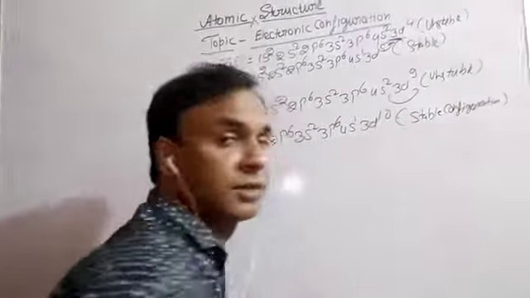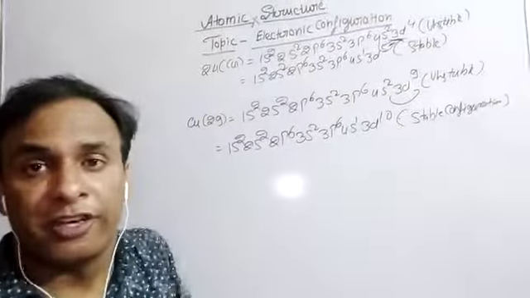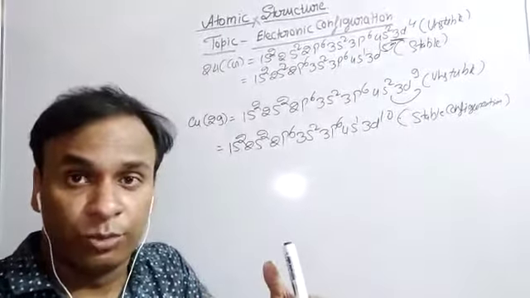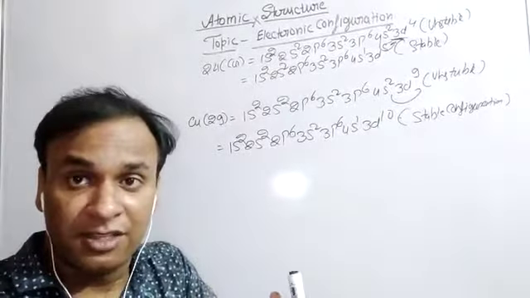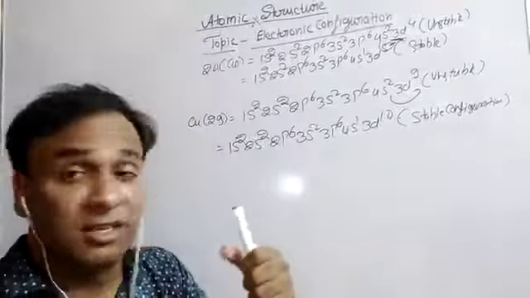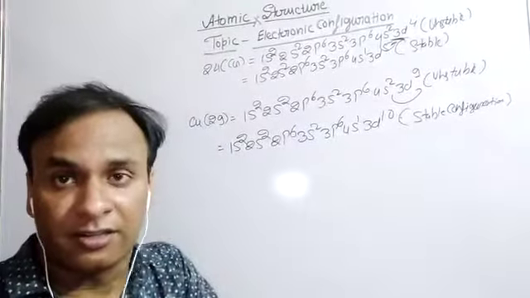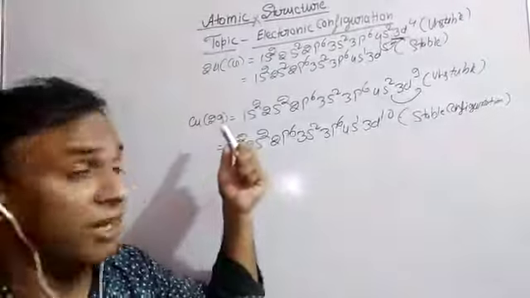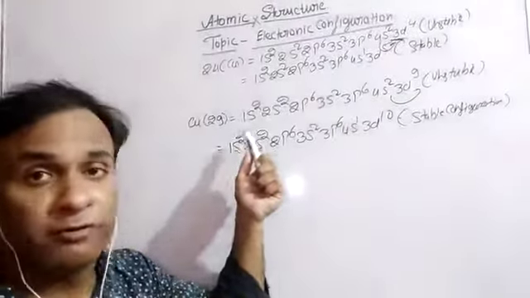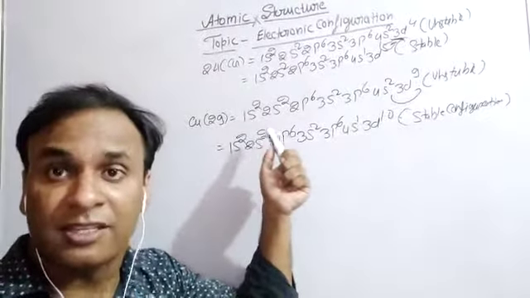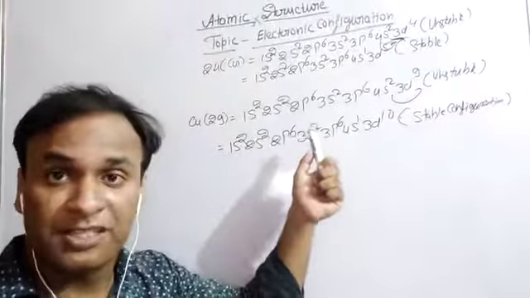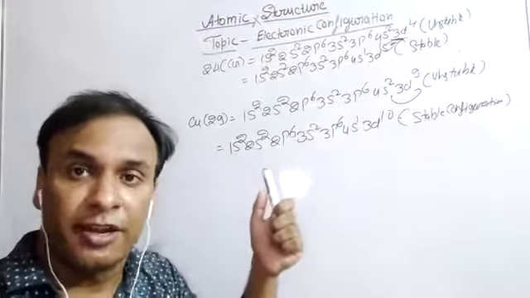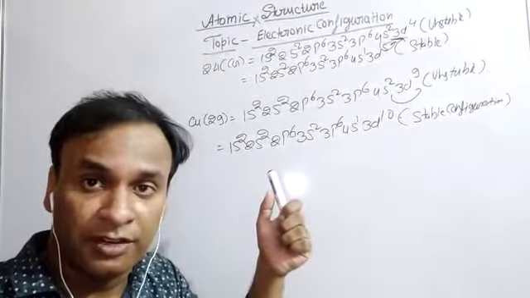This is the way by which we can do electronic configuration. Keep revising and keep practicing, because it requires more practice. You have to learn and practice the energy level diagram of 1s2, 2s2, 2p6, 3s2, 3p6, 4s2; it requires practice only.